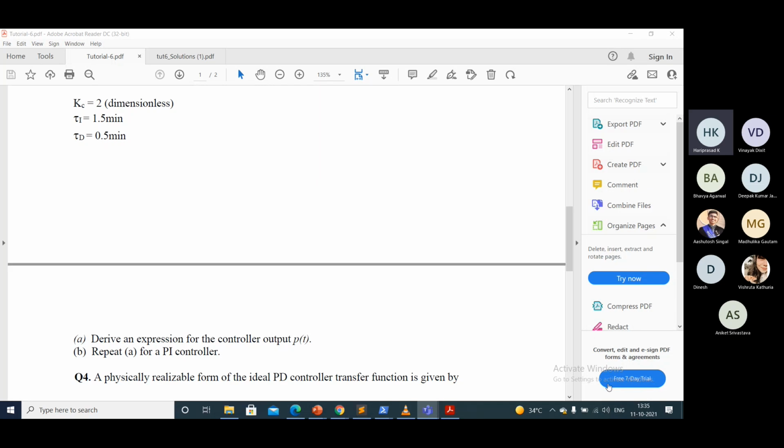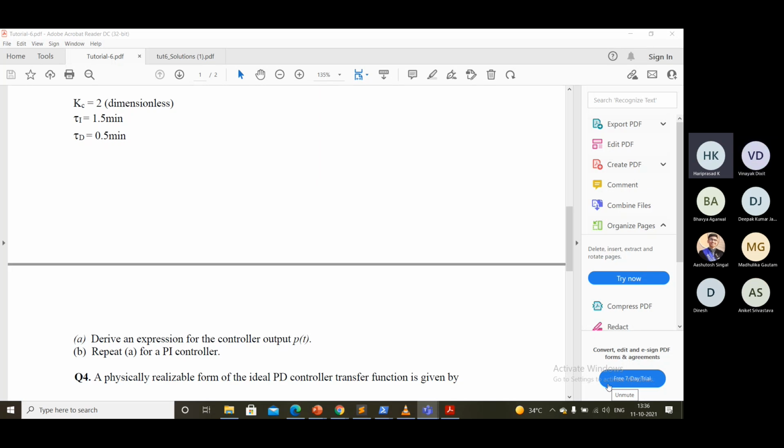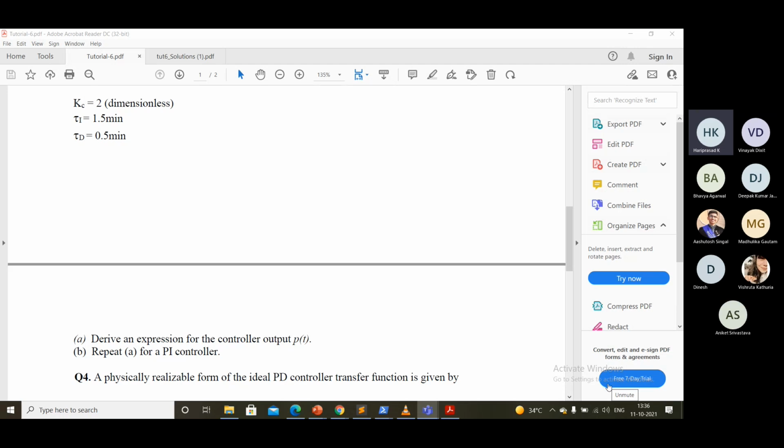So the difference here is that most of the controller expressions we have learned are in the transfer function domain. Here you are asking for the time domain. So you would have to take the inverse Laplace, yes. You would have to play with the Laplace variable and figure out from s to t. That's the only additional thing that you're going to do in this problem. Rest all is going to be the same. So maybe continue and we will discuss this after some time.